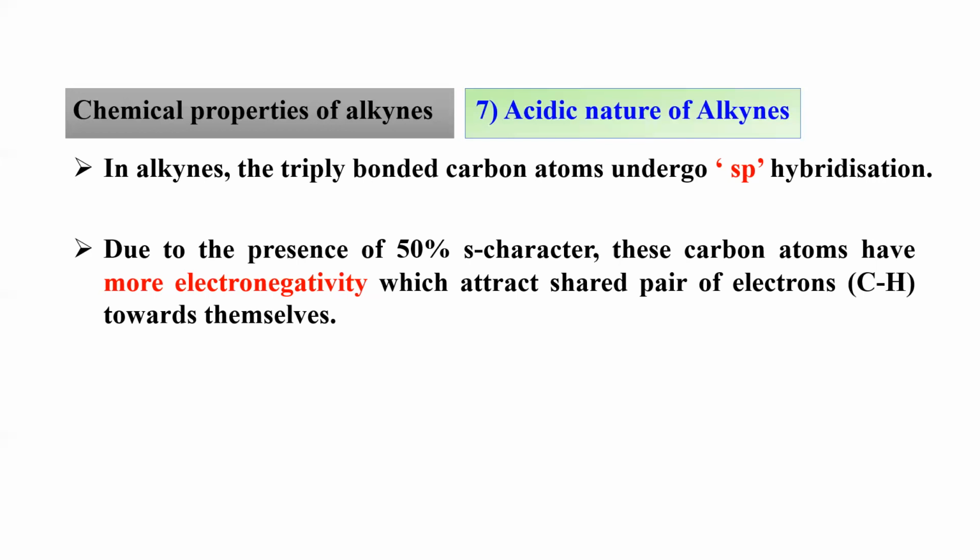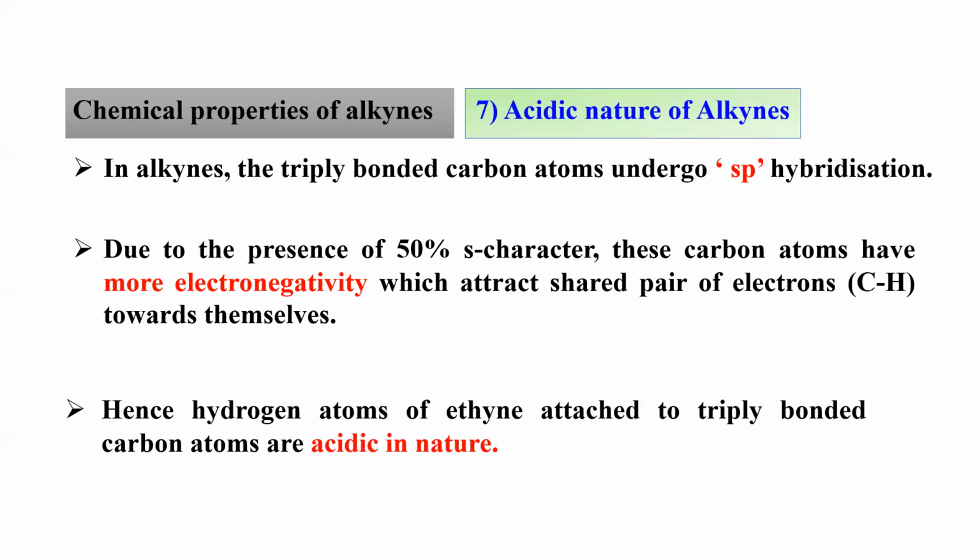Because they have more electronegativity, they will attract the shared pair of electrons between the carbon and hydrogen towards themselves. Clear? Inductive effect. Because they pull the shared pair of electrons more towards themselves, the hydrogen can be easily removed as H+. So hence hydrogen atoms of ethyne attached to triply bonded carbon atoms are acidic in nature. This is a very, very important concept. Alkynes are acidic in nature.